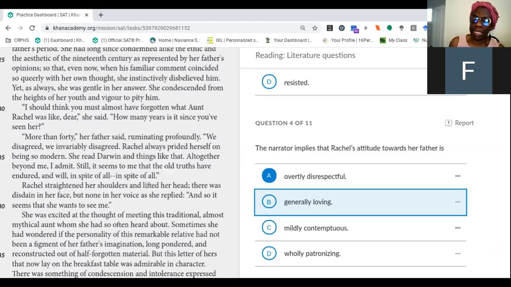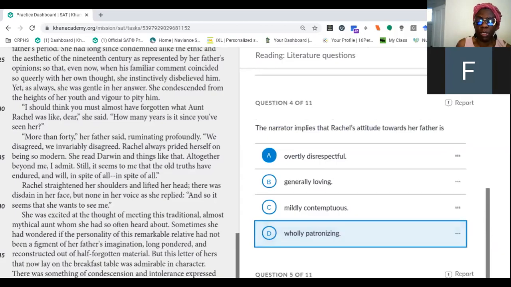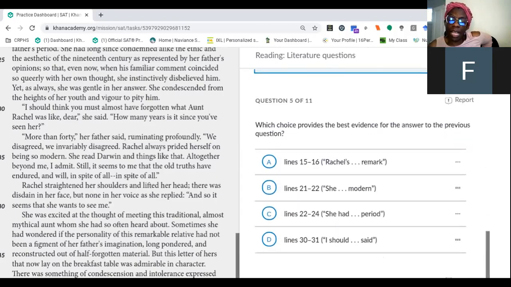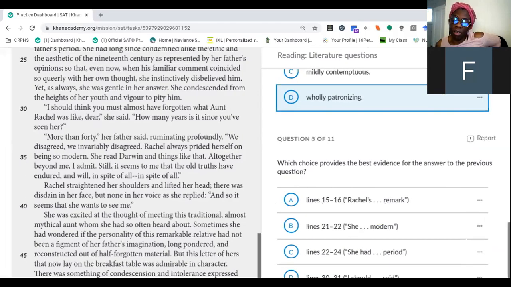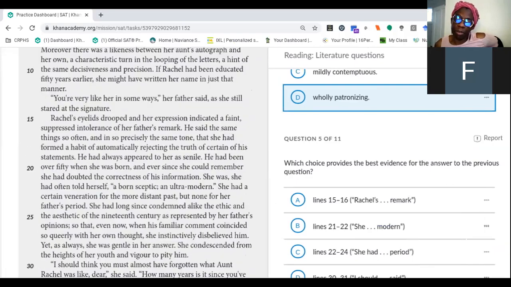The narrator implies that Rachel's attitude towards her father is. But if you didn't pick up on it whilst you're reading it, how do you go back to look for it? Because they don't say it, right? It's just the way they're relating that will tell you what the answer is. So that's why you have to be able to skim, but yet get it. Because now the next answer is based on the previous answer. If the previous answer is wrong, your next answer is going to be wrong. See the problem?